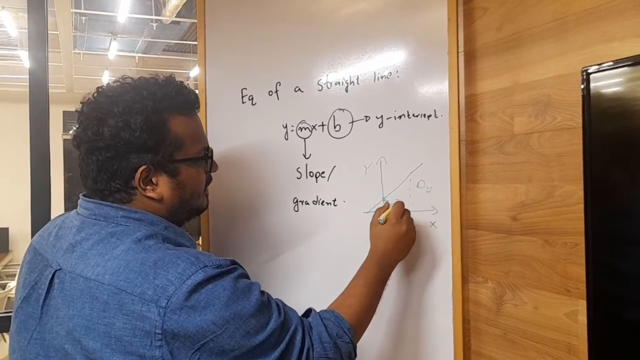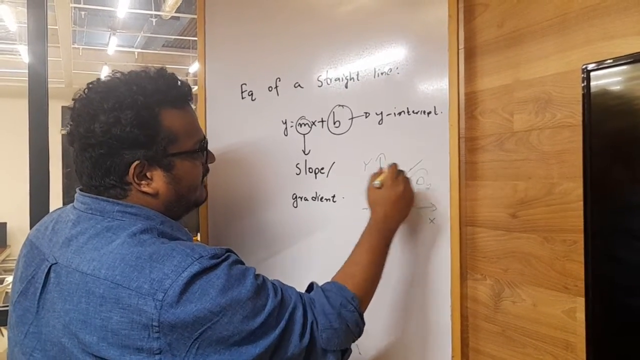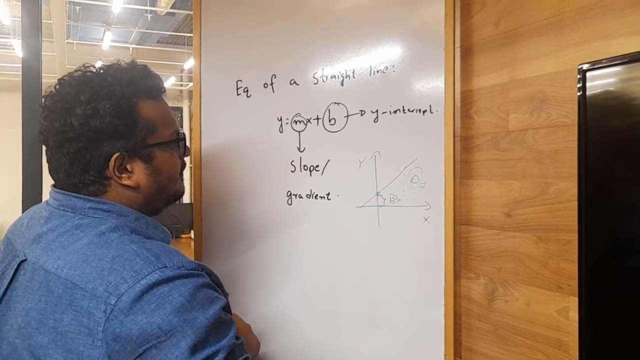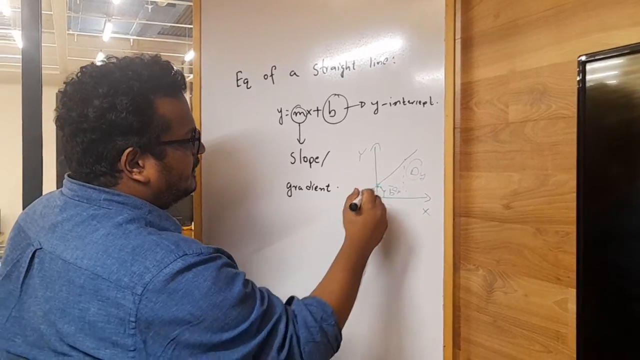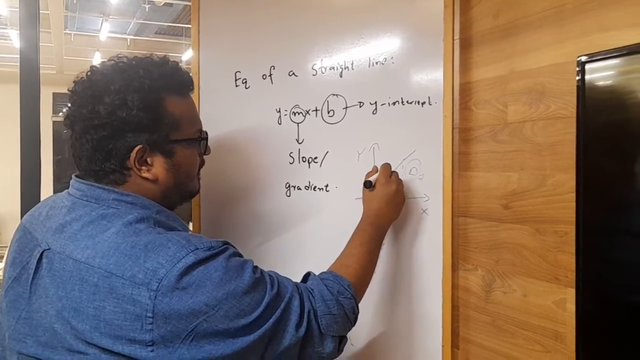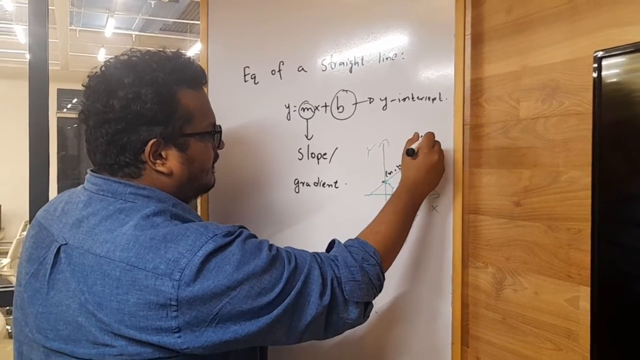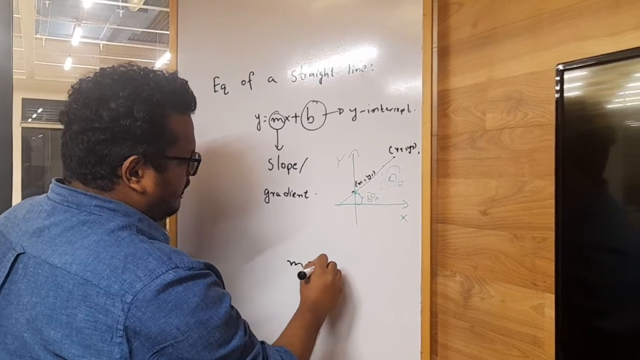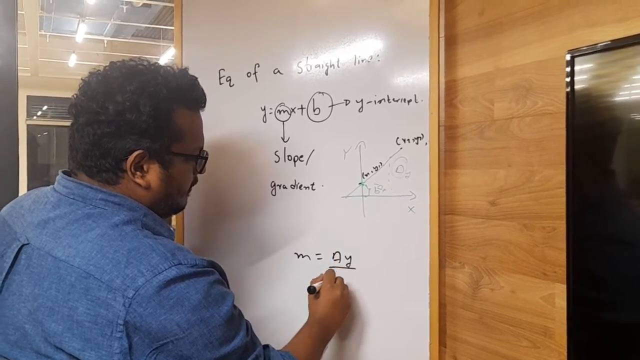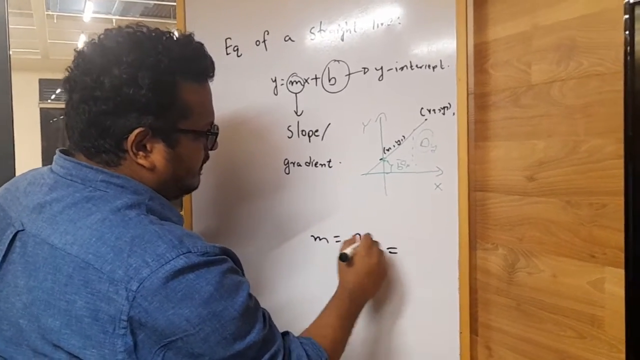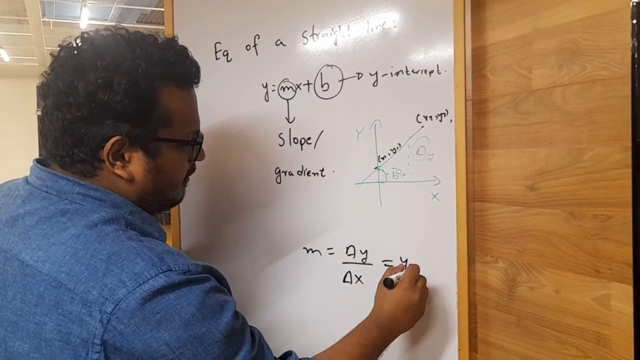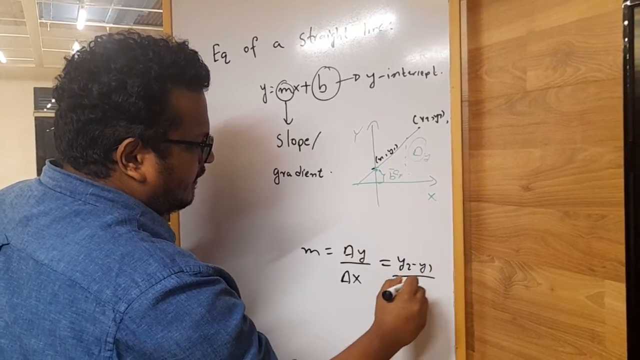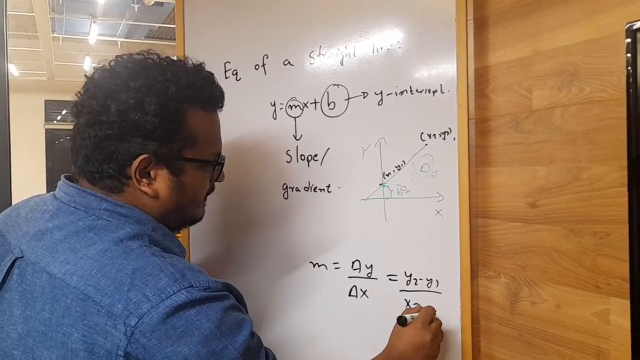del y by del x. What is del? Del is the difference. So basically, suppose this point is (x1, y1) and this point is (x2, y2), then the slope would be del y by del x, or the difference in the y coordinates, y2 minus y1, divided by x2 minus x1.